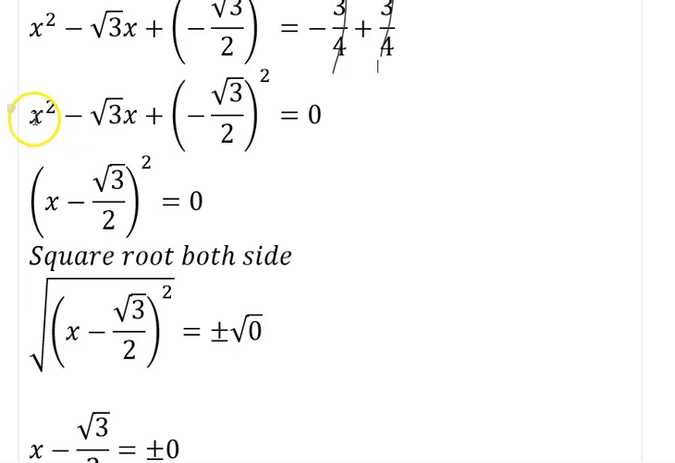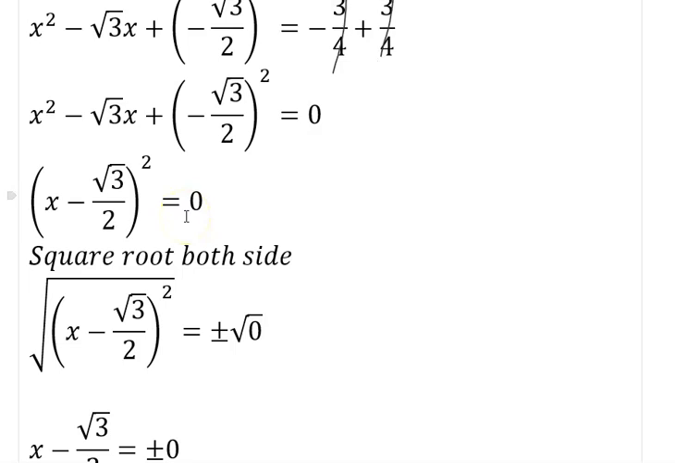What you have here, you have your x square here. This one has square. This one also has square. Just bring out what you have here, which is the x. This is it. Bring out what you have here, which is the what? Minus root 3 over 2. This is it. Because both of them are square, then you bring out the square. That's all. Equals 0. That is the next step.